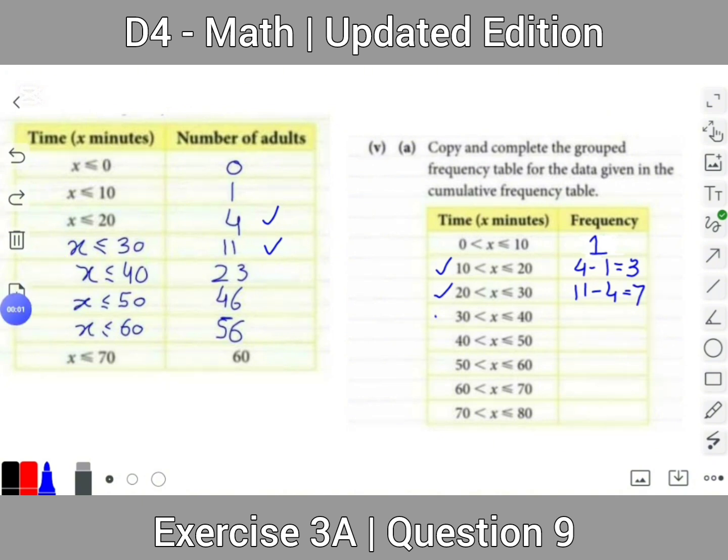To find the frequency for the class interval 30 to 40, subtract the cumulative frequency of the previous class interval 20 to 30 from the cumulative frequency of the class interval 30 to 40. So subtract 11 from 23 and we will get the frequency of 12.